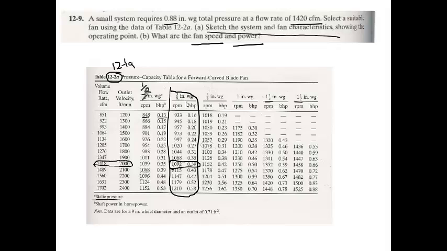So if I go back here and I look at my different fan speeds, let's say I keep the fan speed constant. Let me rewind a little bit. This comes back to affinity laws.